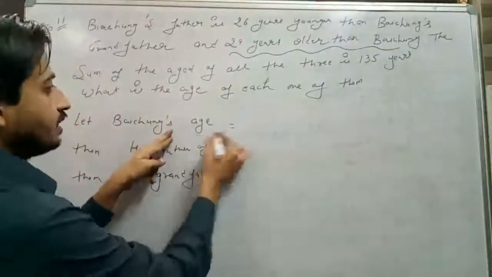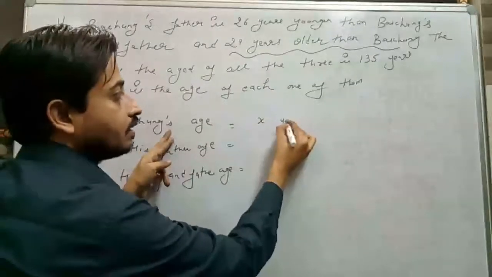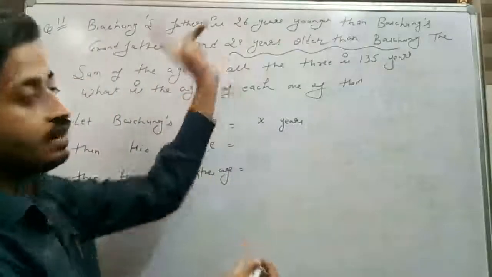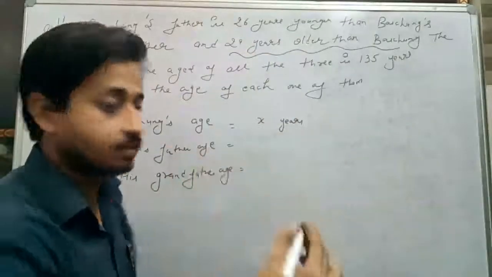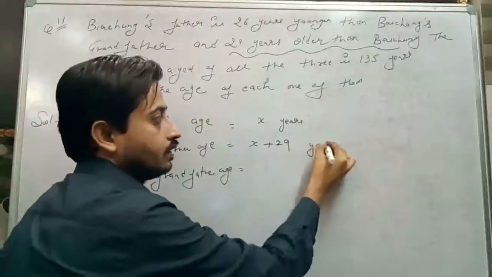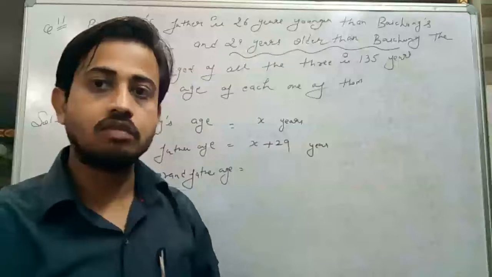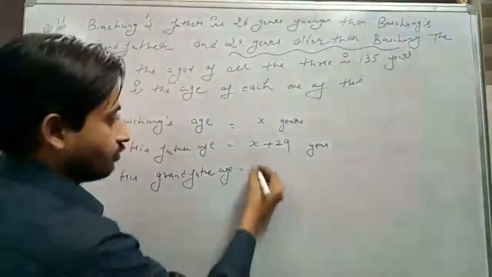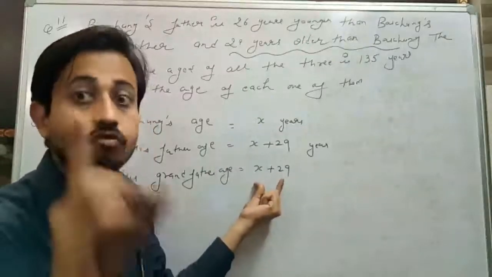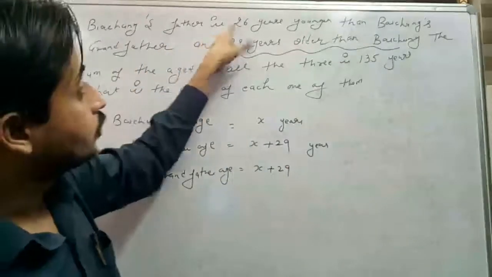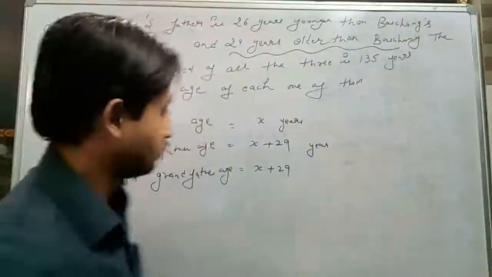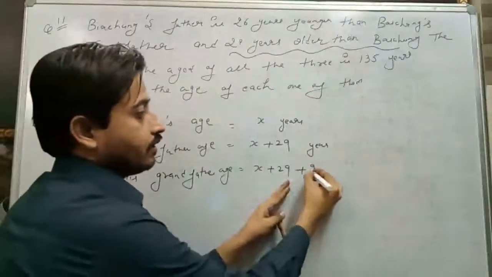So if I let Bhaijung's age be x years, then what will be the age of his father? 29 years older, so we add 29: x plus 29 years. Then what will be the age of his grandfather? X plus 29 is the age of his father, and the grandfather is 26 years older, so plus 26.